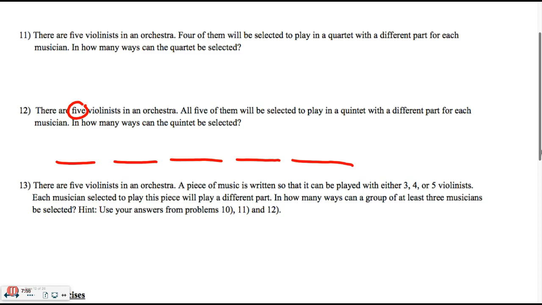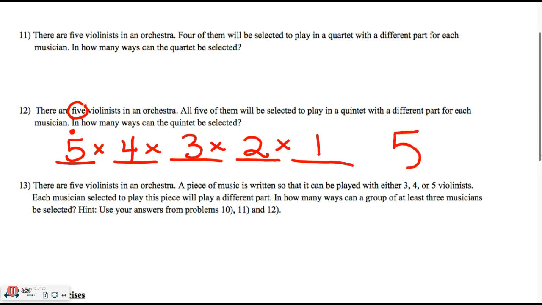If you were to draw it out, you'd say, well, for the first part, there are 5 violinists who could get it. Maybe that's like a solo. But then once Sue gets the solo, she doesn't get the other part, so there's only 4 to pick from. And then there's only 3 left, and then 2 left, and then there's just 1 person at the end, who gets the 5th part, right? You multiply all of these numbers, but you'll notice that instead of going to your calculator and doing 5 times 4 times 3 times 2 times 1, that's really 5 factorial. So you can go to your calculator and do either one of those.